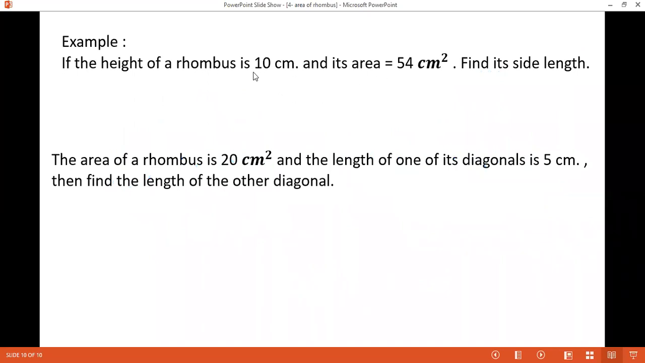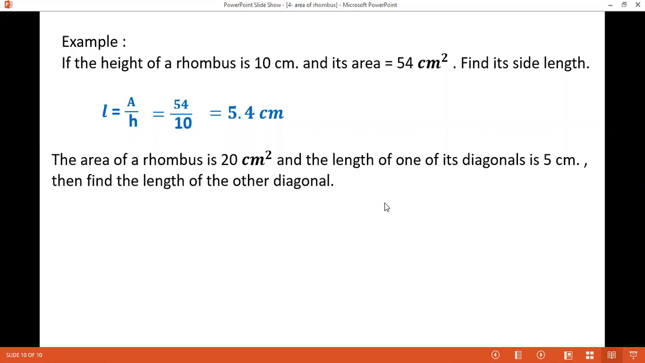If the height of the rhombus is 10 centimeters, and its area is 54 square centimeters, find the side length. Okay, this is a rhombus. Here I have the height, so I'm going to use this rule: length equals area over height. 54 divided by 10 is 5.4 centimeters.